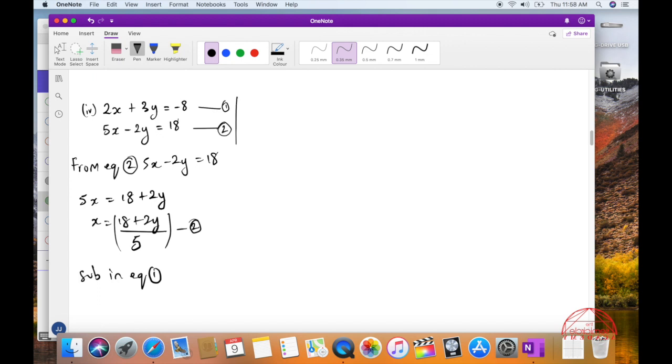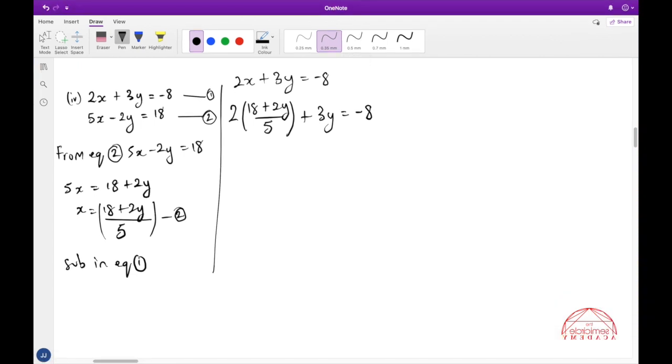What is equation 1? Well, equation 1 is 2x plus 3y is equal to negative 8. And wherever I see x, I'm going to put this value. So therefore 2x, which is 18 plus 2y, all divided by 5, plus 3y is equal to negative 8. So what we'll do now is we'll recognize that this 2 cannot go into this 5 in any way, which is sad for us. It would have made our life easier. So we'll have to multiply.